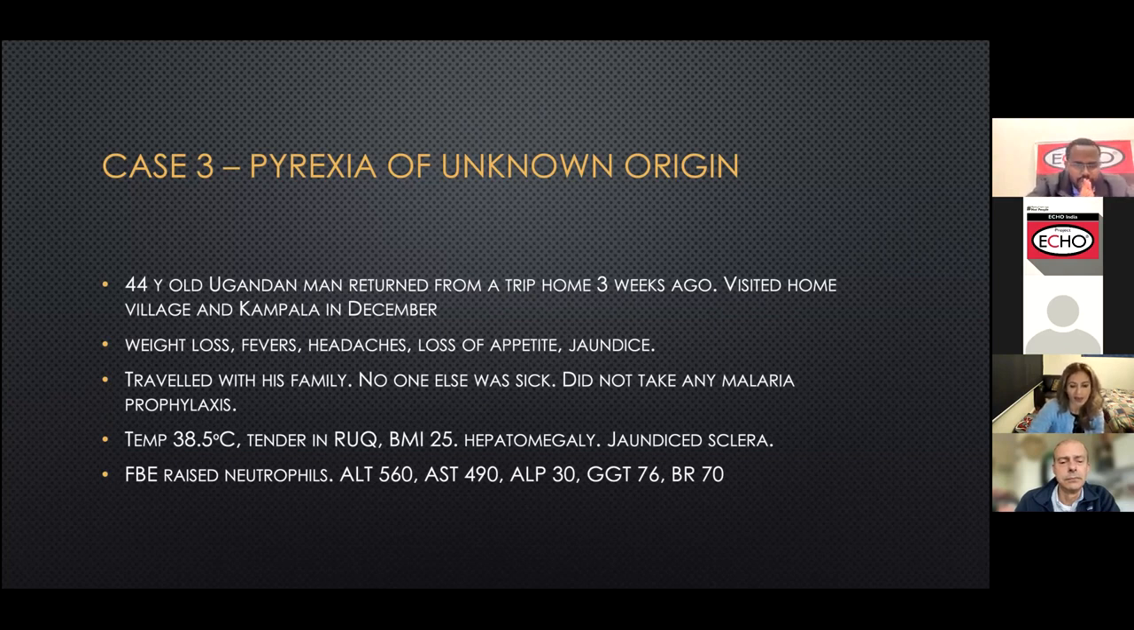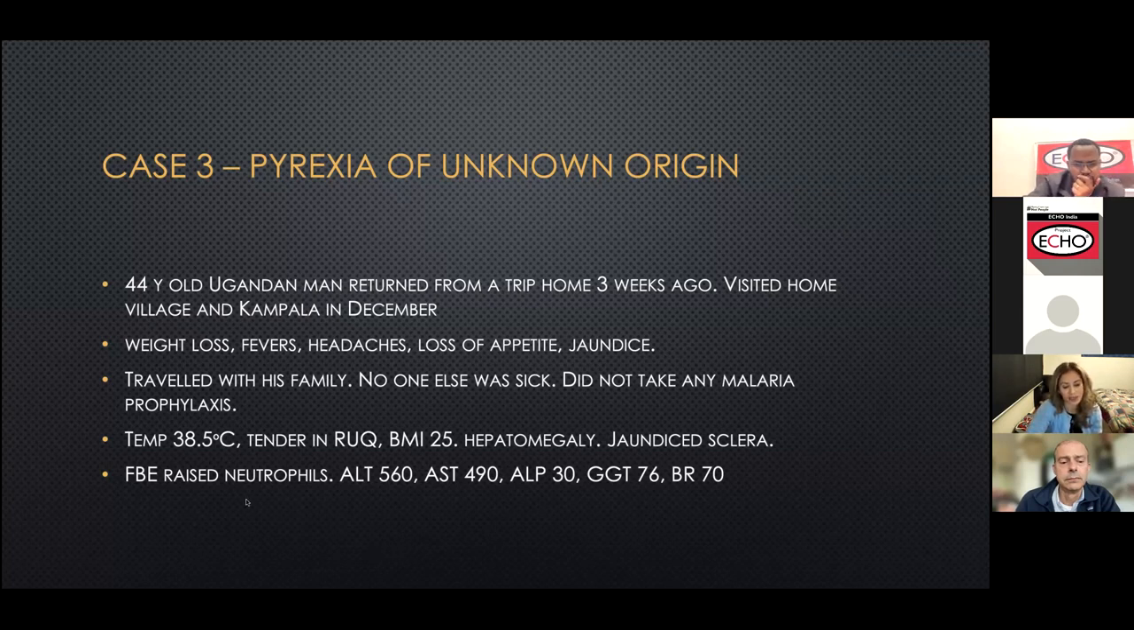He traveled with his family, and no one else in the family was sick. He didn't take any malaria prophylaxis at all. His temperature in the emergency department was 38.5. He was tender in the right upper quadrant. He's a fairly thin man with hepatomegaly, and he was jaundiced when we saw him.